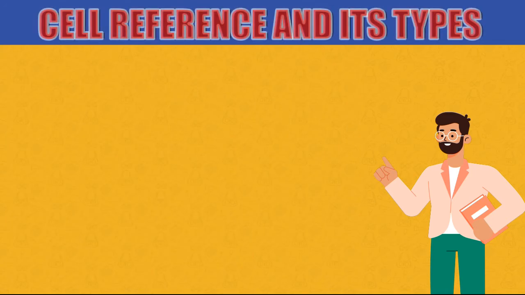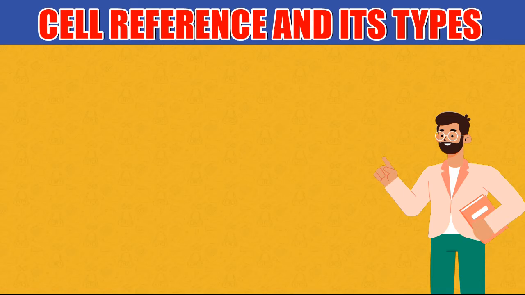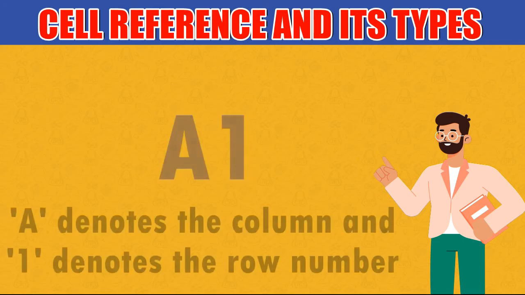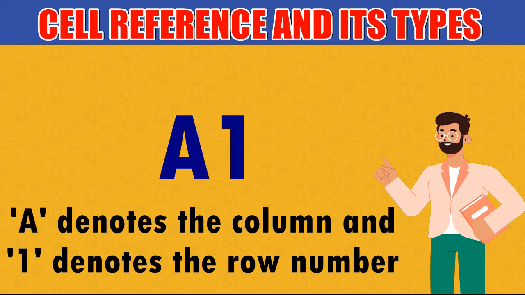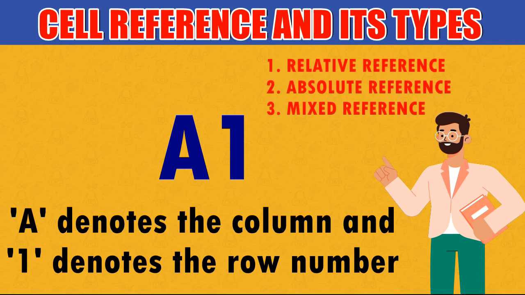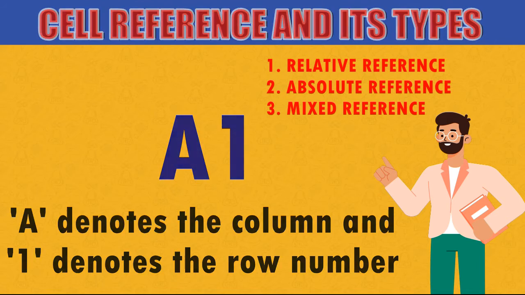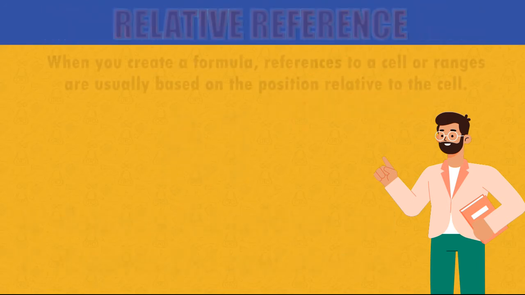Cell reference and its types. The cell address that we use in a formula is known as the cell reference. For example, A1, where A denotes the column name and 1 denotes the row number. With references, you can use the data from different parts of the worksheet or different sheets of the workbook. There are three types of cell reference. First one, relative reference. Second one, absolute reference. Third one, mixed reference.